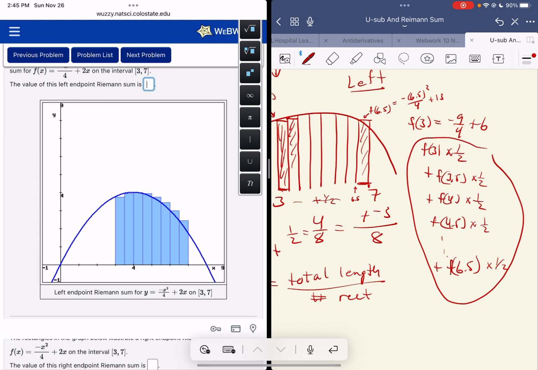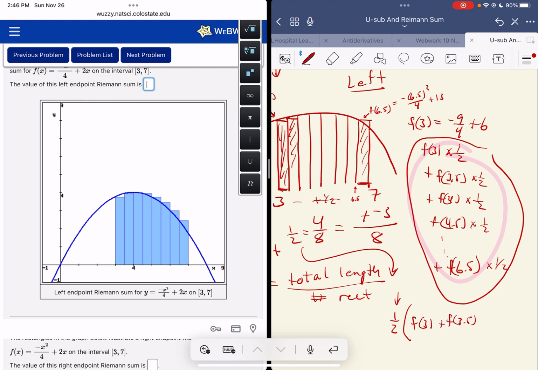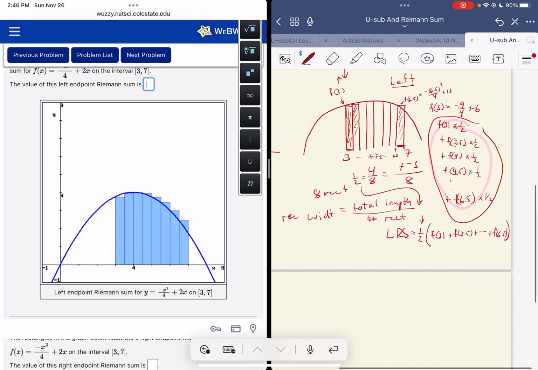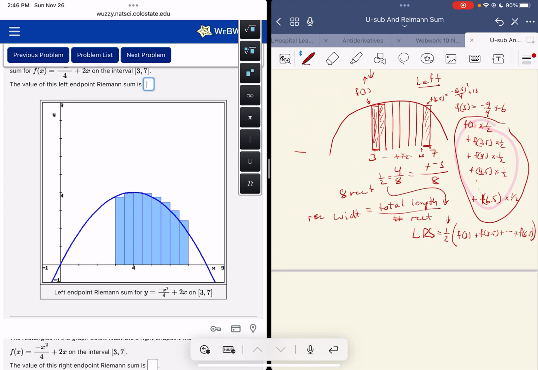Okay, I really don't want to do that. So you can use whatever technique you want, calculator, store the function, Excel. But one thing that will speed it up is notice when you do this computation, you can factor out the 1/2. There's the common width, okay? And then the heights are f of 3, f of 3.5, and on and on and on until you get to f of 6.5. And that was my left Riemann sum. So we're adding up areas, and that's the idea of a Riemann sum.